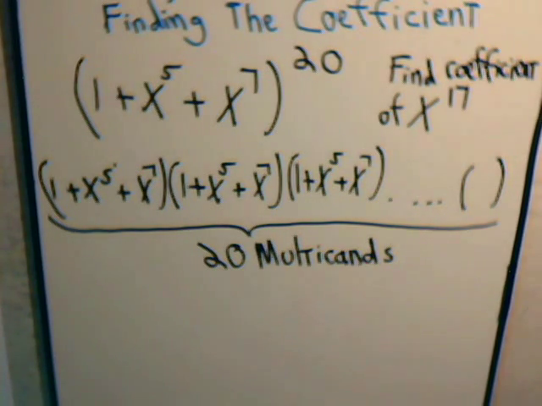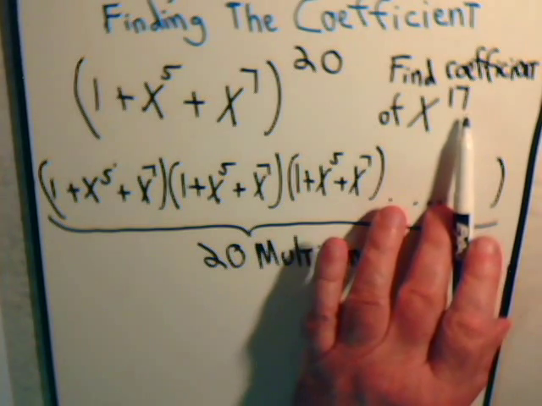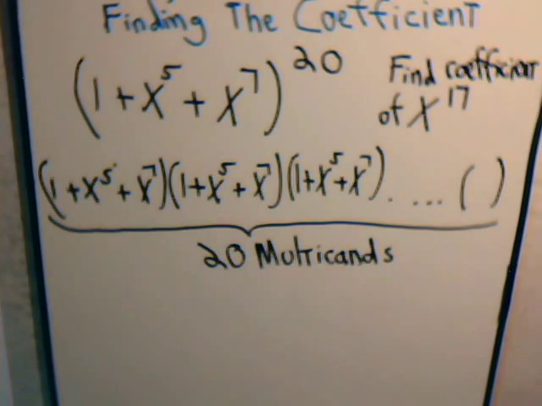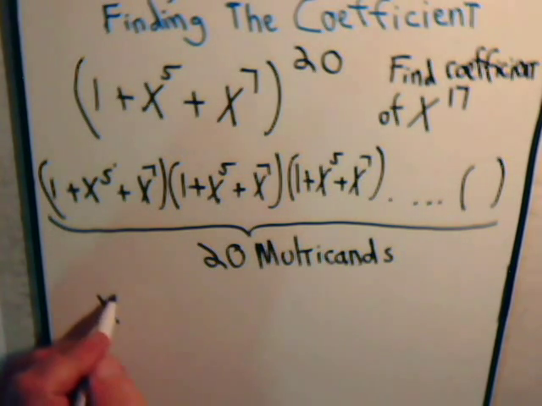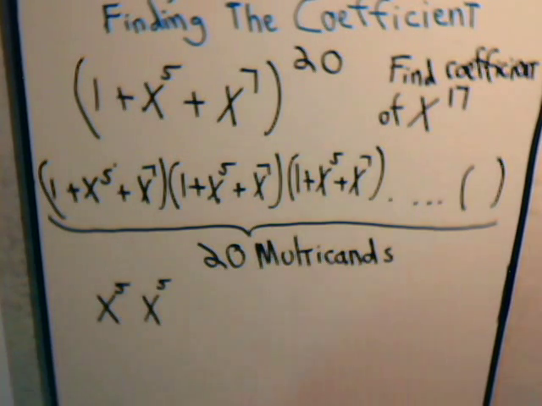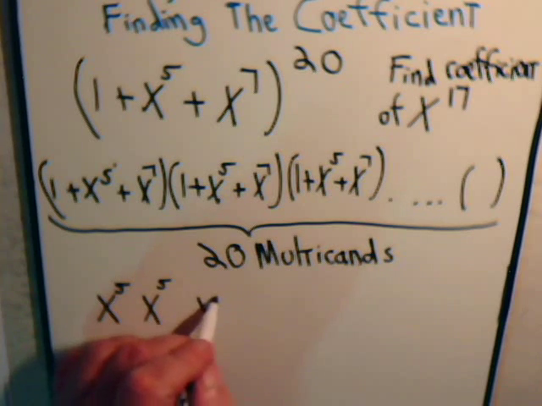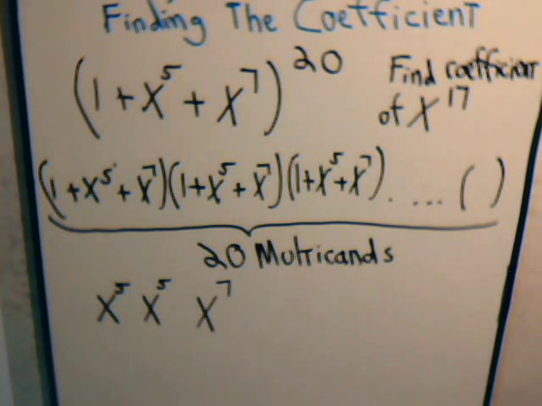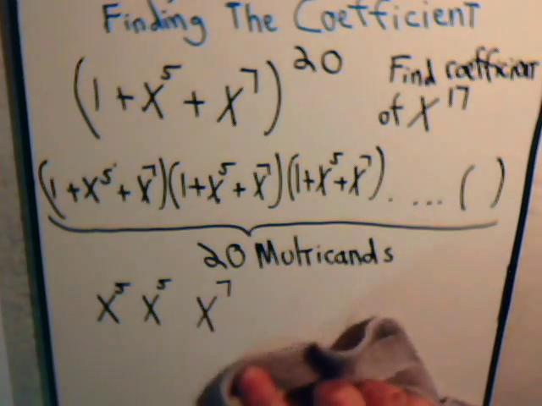Now, if we want the coefficient of x to the 17th, how do we get that? It looks like there's only one way it can be achieved, and that would be to have x to the 5th times x to the 5th times x to the 7th. That will give us x to the 17th, and that looks like the only way that could be accomplished. So what would be the coefficient of that?